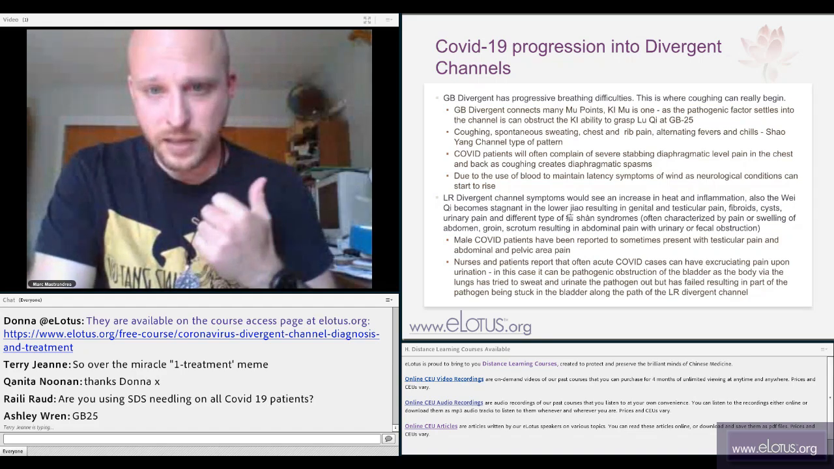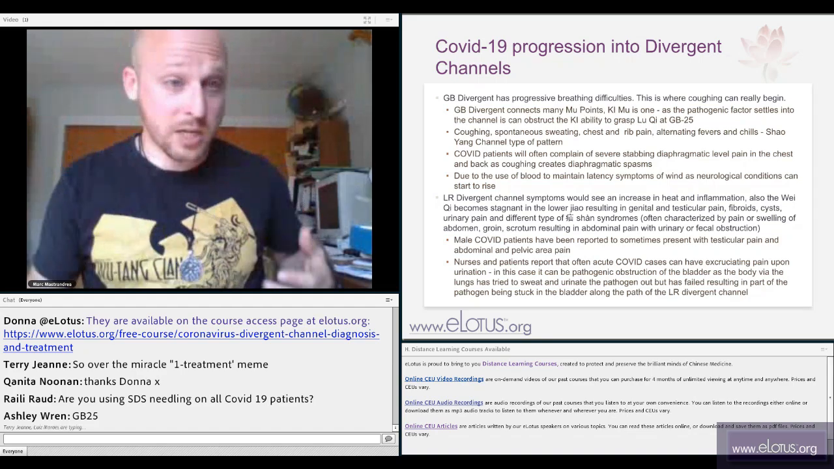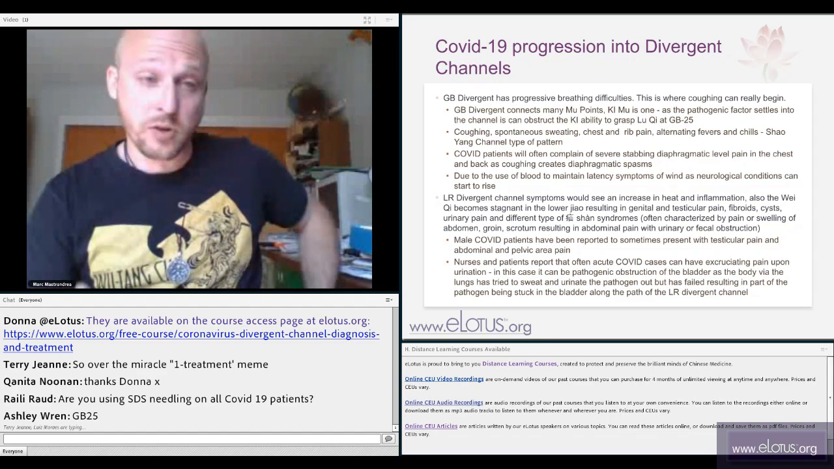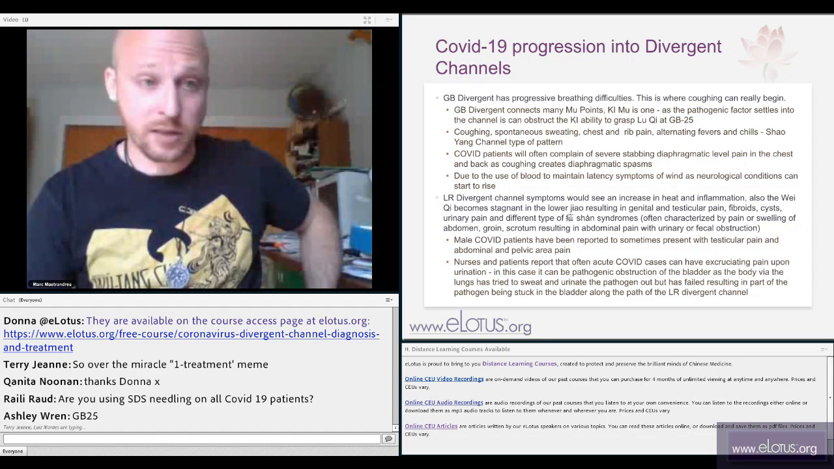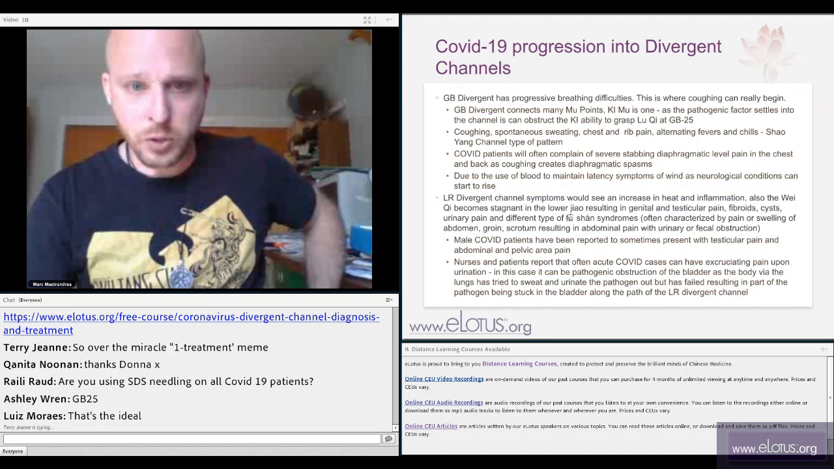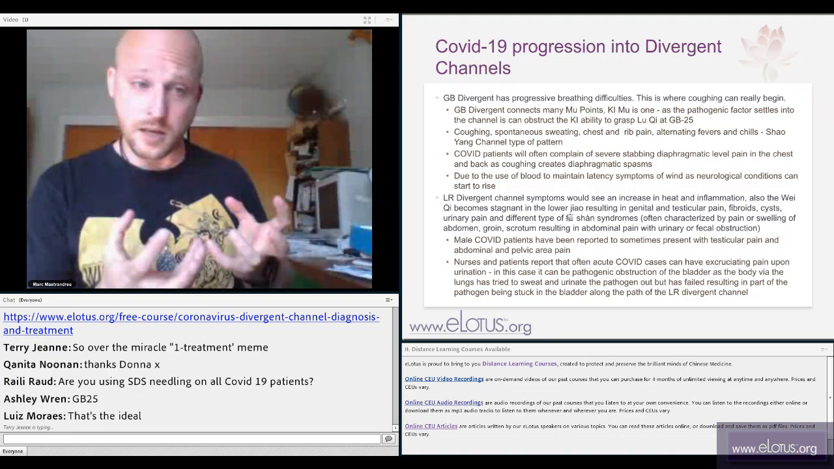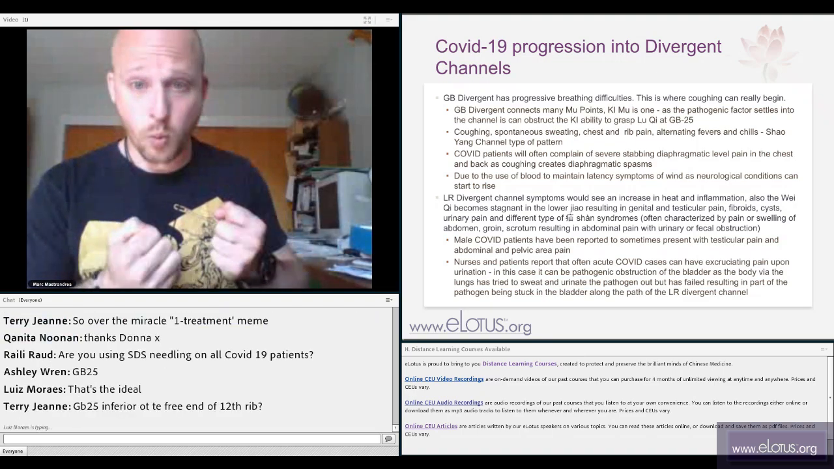COVID patients will often complain of this severe stabbing pain. You can use the gallbladder divergent to help clear this out, right? And stop this. It stops it very quickly. Due to the blood trying to maintain latency, many of these symptoms will often end up in wind.